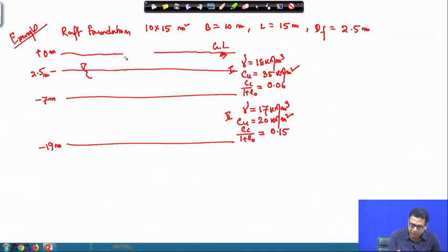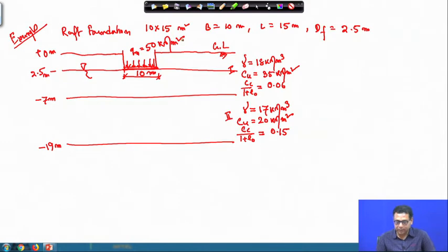So, the depth of foundation is here. This is the raft where we are applying this stress, and this is 10 meter. Okay. And the intensity of loading, that q net, the net stress applied, is 50 kilonewton per meter square. Now, calculate what is the total settlement.